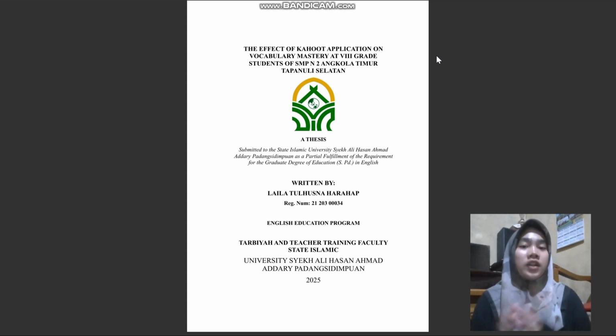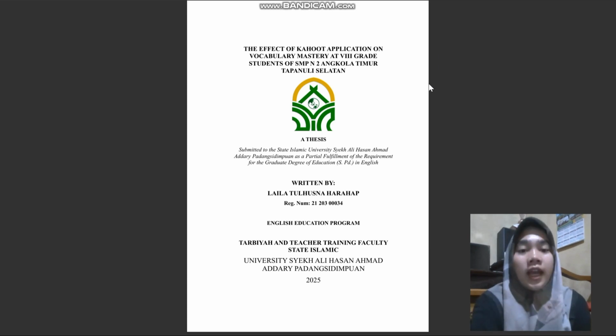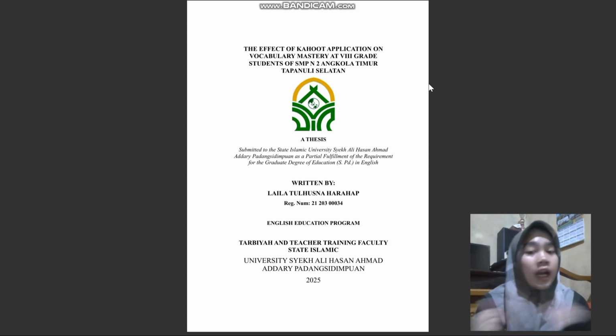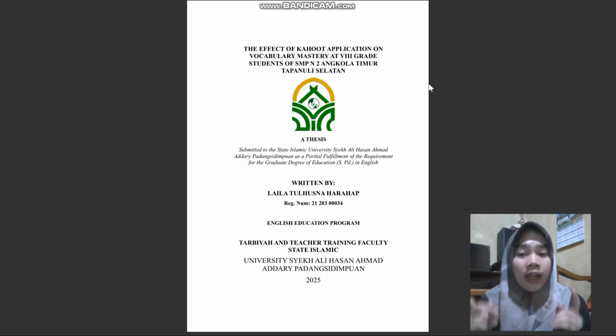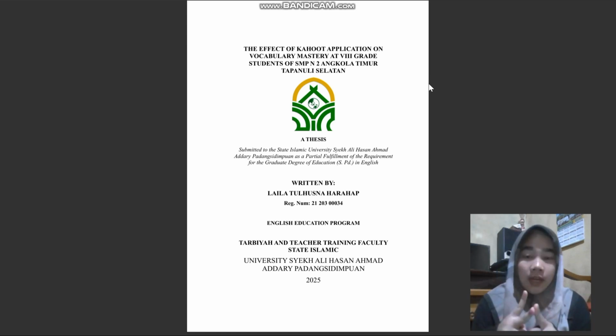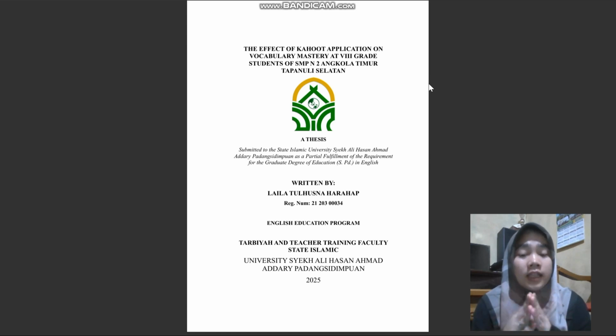So the first one is research title. Let's start with the title. The title is The Effect of Kahoot Application on Vocabulary Mastery at 8th Grade Student of SMP Negeri 2 Angkola Timur, Tapanuli Selatan. It's clear and specific about the intervention being studied, the Kahoot application, and it identifies the target variable, which is vocabulary mastery. It specifies the population, 8th grade students, and it mentions the exact location.